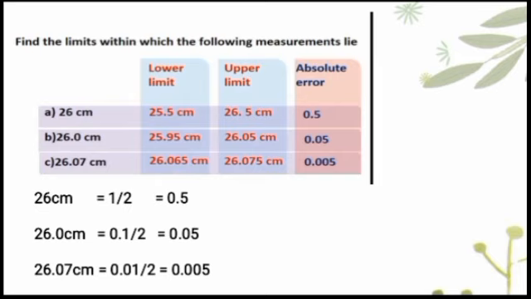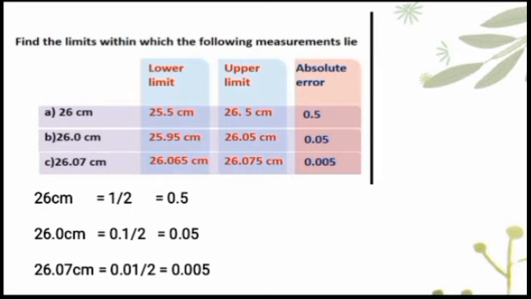Now 0.1 is because it has just one decimal place, therefore it was rounded up to the nearest 0.1 figure, and 0.1 over 2 will give us an absolute error of 0.05. Experiment C has two decimal places, and we use 0.01 over 2, giving us an absolute error of 0.005.